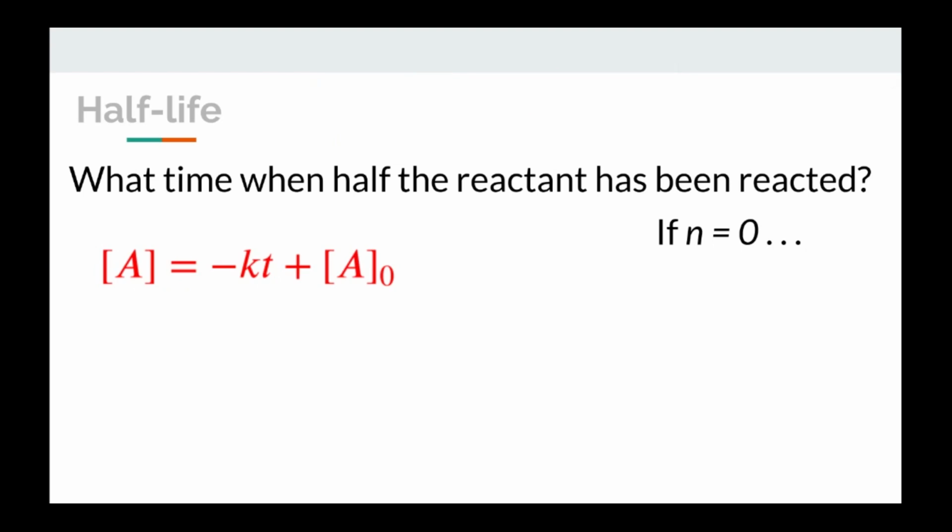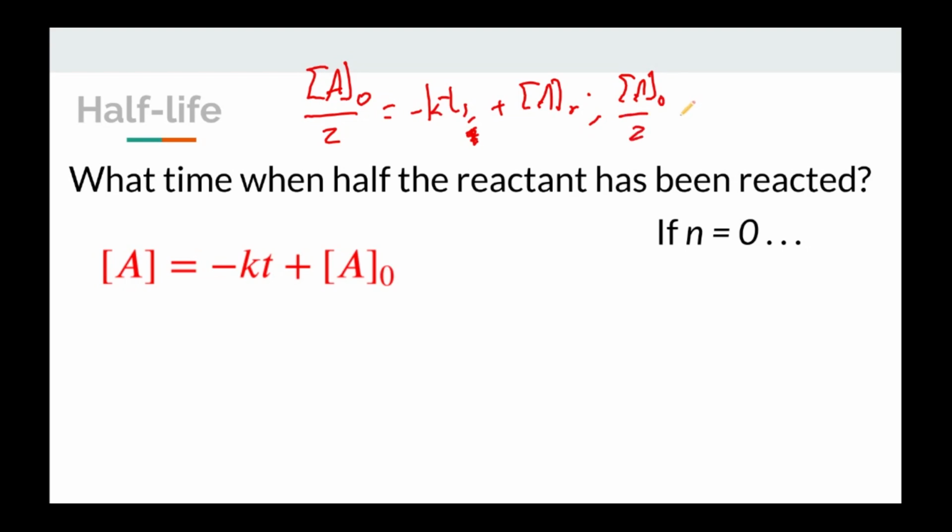If n equals 0, we know that this is the equation that relates concentration to time. So if we try to figure out what half-life is from this, we could say that at whatever time the half-life is, the concentration is going to be half of the original concentration. That's equal to negative k times t 1/2, because this is a specific time we're talking about, the half-life, plus the starting concentration. So if we subtract the starting concentration from both sides, we get starting concentration over 2 minus starting concentration is negative k times t. If we multiply both sides by negative 1, that means starting concentration minus half of starting concentration is k times t 1/2. That's the half-life.